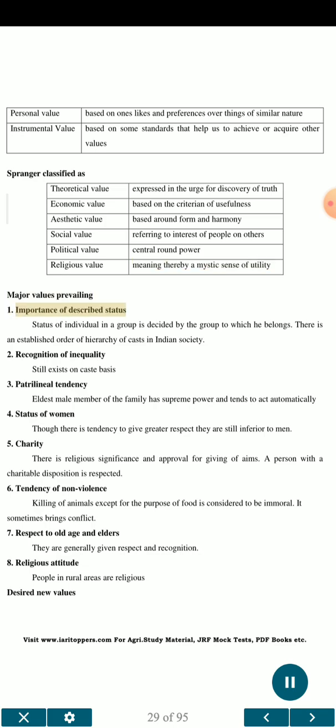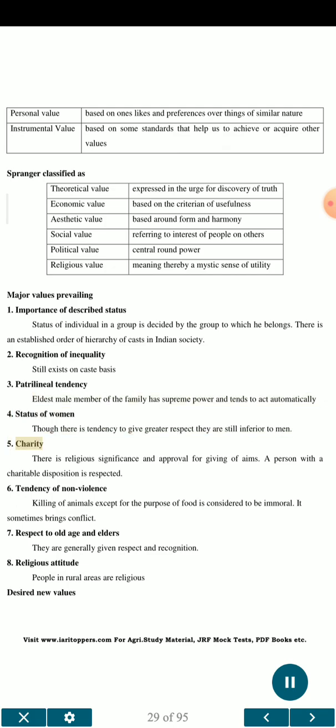Major values prevailing. 1. Importance of ascribed status. Status of an individual in a group is decided by the group to which he belongs. There is an established order of hierarchy of castes in Indian society. 2. Recognition of inequality. It still exists on caste basis. 3. Patrilineal tendency. The eldest male member of the family has supreme power and tends to act automatically. 4. Status of women. Though there is a tendency to give greater respect, they are still inferior to men.